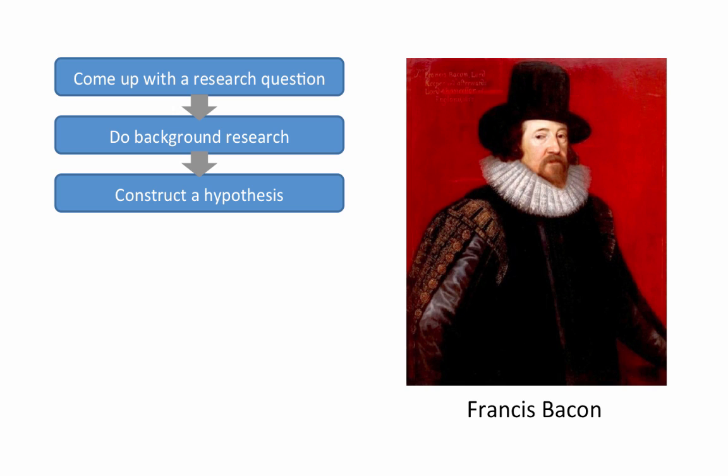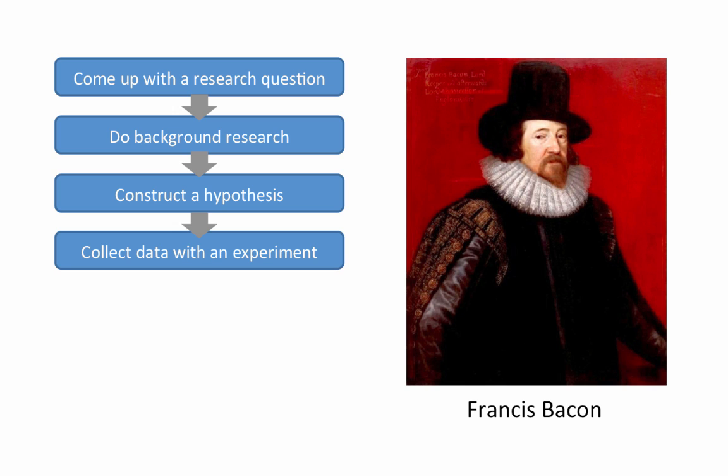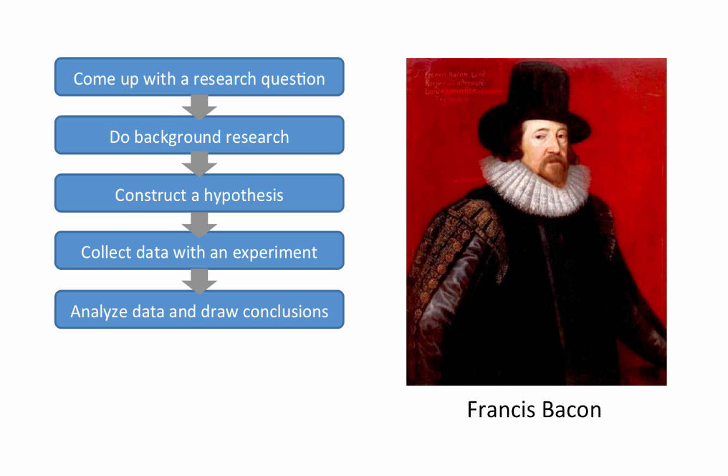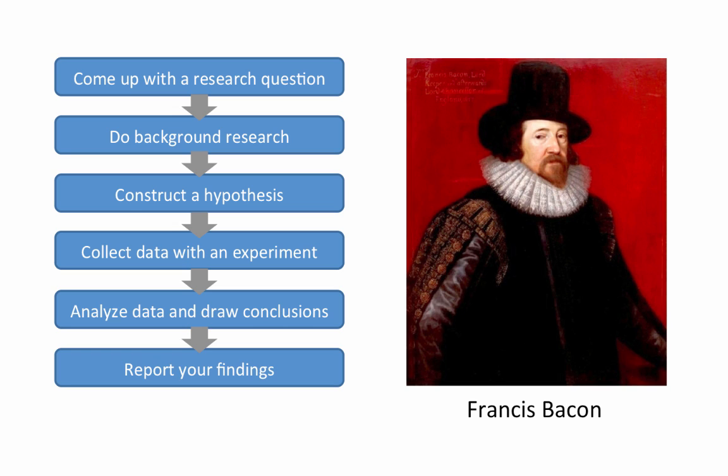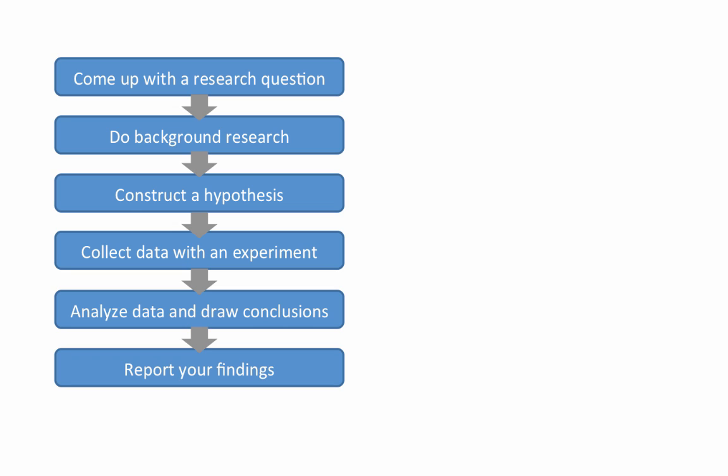Then you take that information and construct a hypothesis. Finally, you collect data with an experiment, then analyze the data and draw conclusions. And then the last step is to report your findings. In this video, I'm going to explain each of these steps one by one. So let's get started. The first step is to come up with a research question.